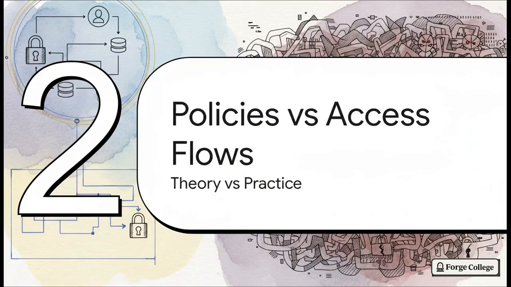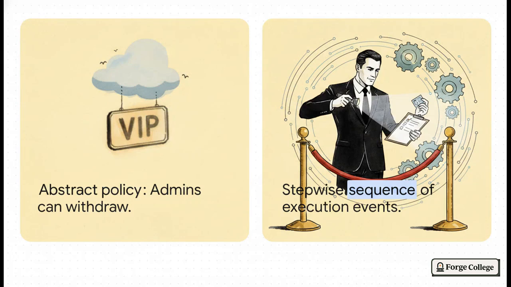Moving on to Section 2, Policies versus Access Flows. We really need to clarify the massive difference here, because mixing these up is a huge trap. On the left, a policy is abstract. Admins can withdraw. That's great for a product spec sheet, but it's terrible for a developer. On the right, an access flow is a concrete, stepwise progression. Think of a nightclub. The policy is a super vague, VIPs only. But the access flow, that's the specific sequence. The guest walks to the door, hands their ID to the bouncer, who shines a flashlight on it, checks a physical list, and only then physically unhooks the velvet rope. Without that exact flow, your security policy is literally just a wish.